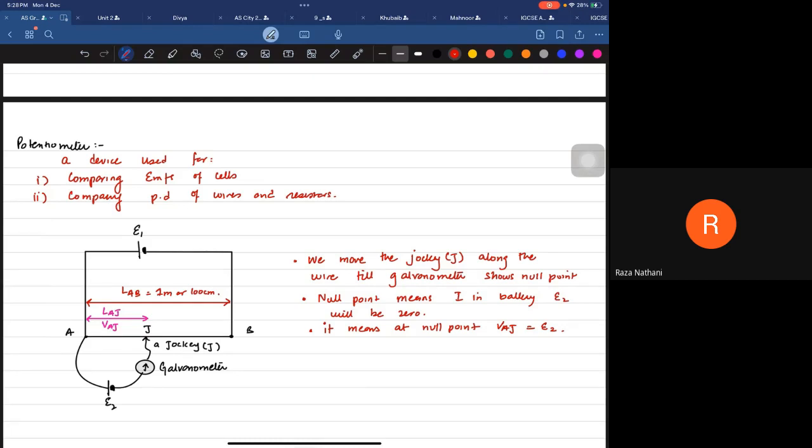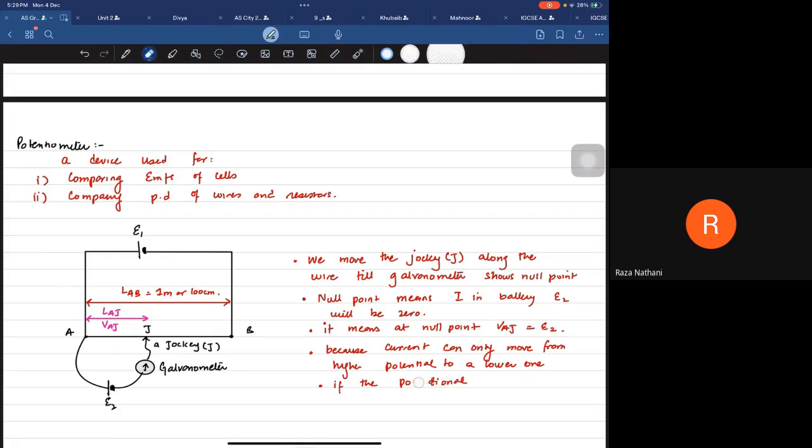Now, if they ask you why is that, because current can only move from a higher potential to a lower one. Right now, if the potential difference is 0, current will be 0, because both potentials, AJ and E2, are the same, so there's no difference. That's why there will be no current.